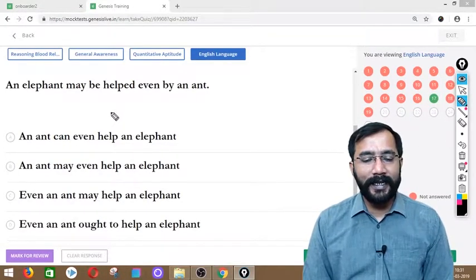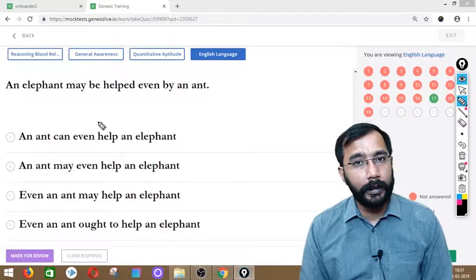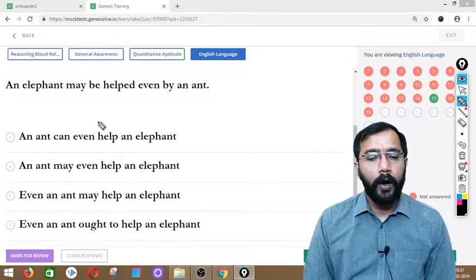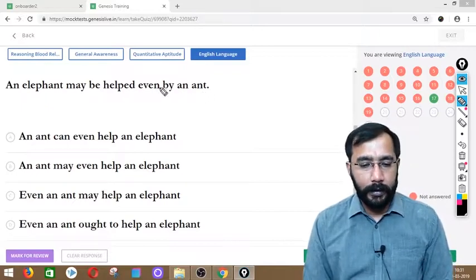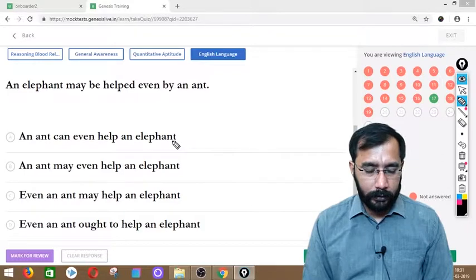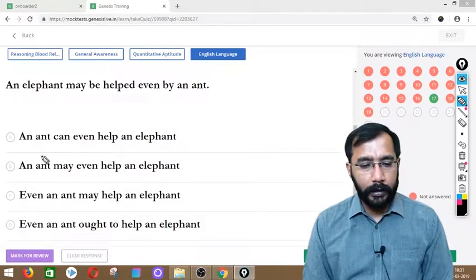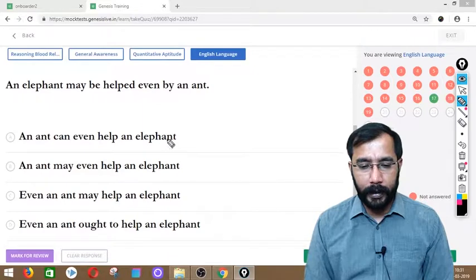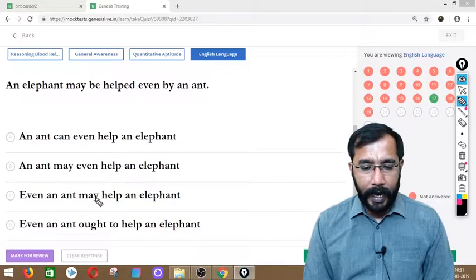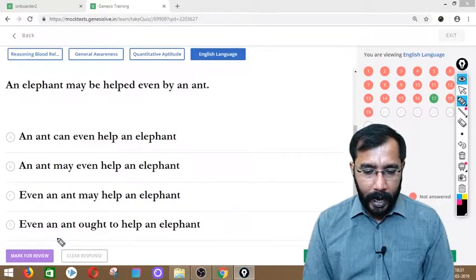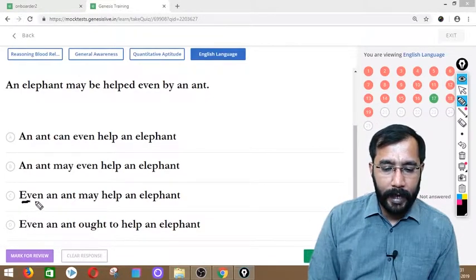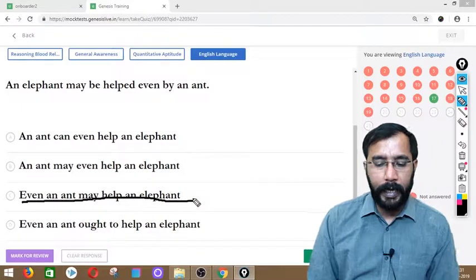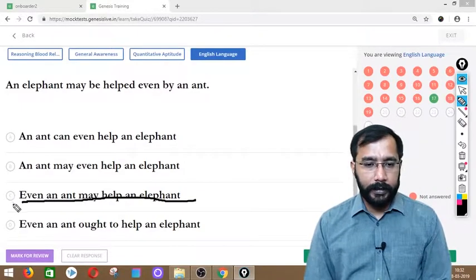All right, the next question is to turn the given sentence from active voice to passive voice. Over here, the given sentence is, an elephant may be helped even by an ant. We need to turn it to active voice, and over here the given options are: an ant can even help an elephant; an ant may even help an elephant; even an ant may help an elephant; even an ant ought to help an elephant. Well, the right answer is, even an ant may help an elephant. All right, so option 3 is the right answer.